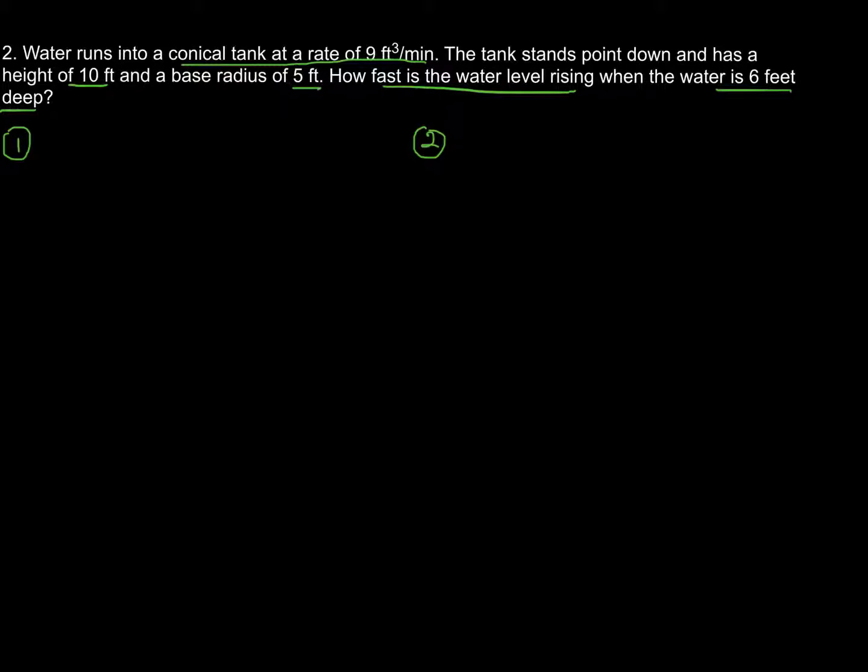Okay, there's a lot going on in this situation, but if we break it down and take it one step at a time, it won't seem that unwieldy. First thing I'm told is that water runs into the conical tank, and this is a volume, so this is telling me the rate at which the volume of the water is changing. So I know that my given rate is dV/dt, and that is 9 feet cubed per minute.